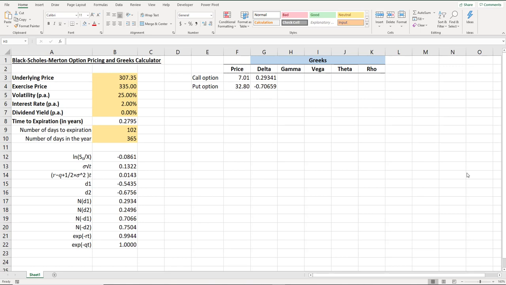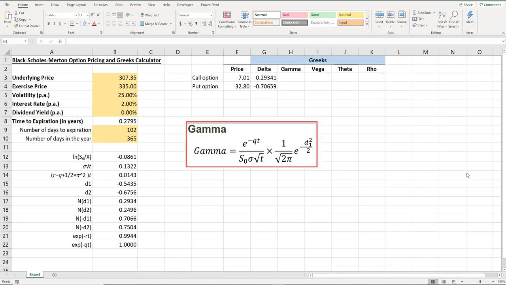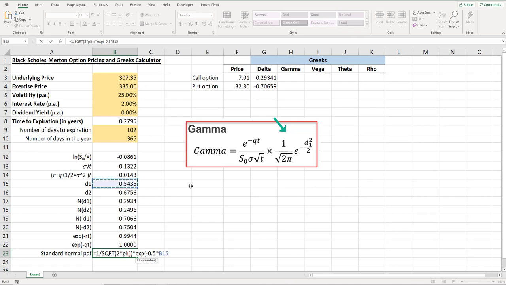Now for the gamma of a call and a put, they are based on the same formula, so we only have to compute it once. Now before we do that, we'll first calculate the value of the normal distribution's PDF, or the probability density function. So I will just create a row here under the row 23. That's a standard normal PDF. So that will be equal to 1 over square root of 2 multiplied by pi, multiplied by the exponential function, and then this will be negative 0.5, which is half, multiplied by D1, which is in cell B15, to the power of 2. Okay, so we have the value here so that we can reuse it for the other calculations later.